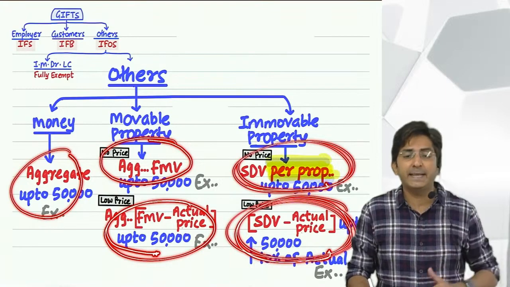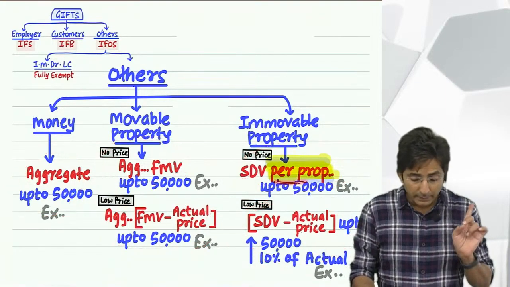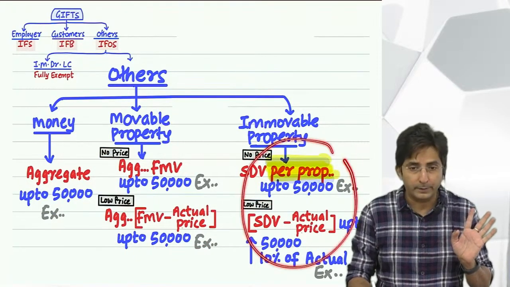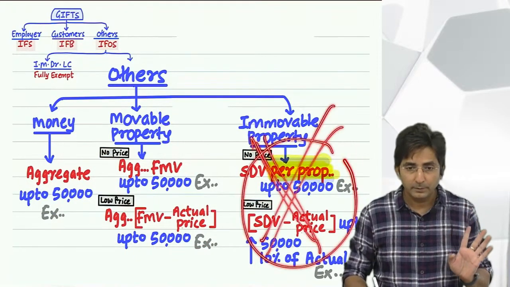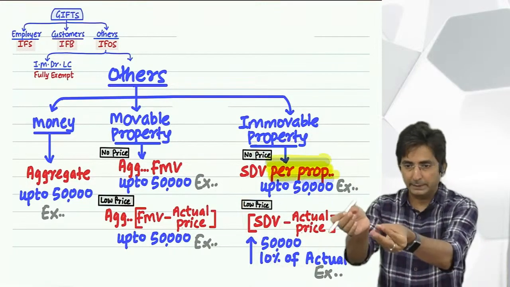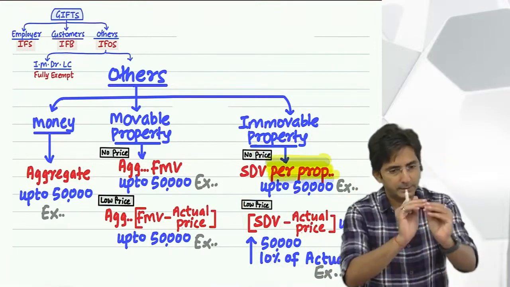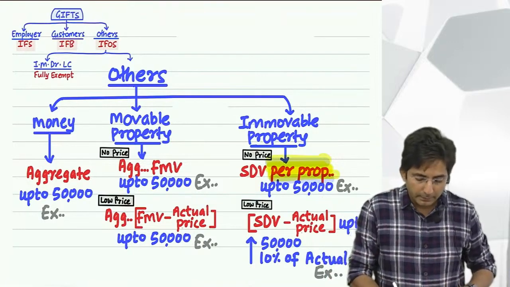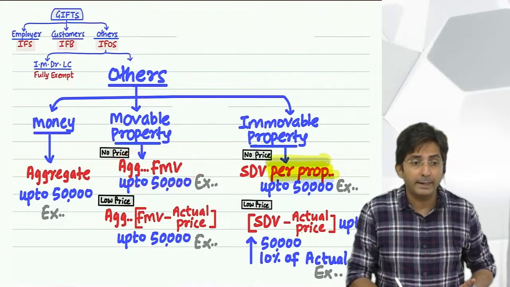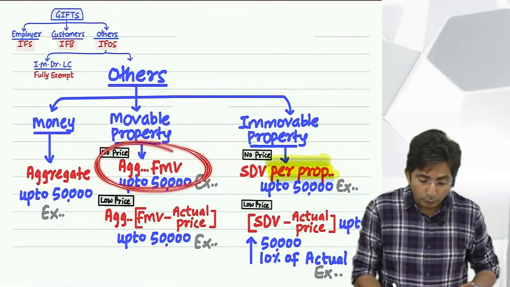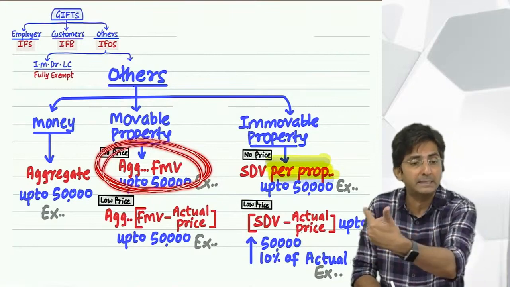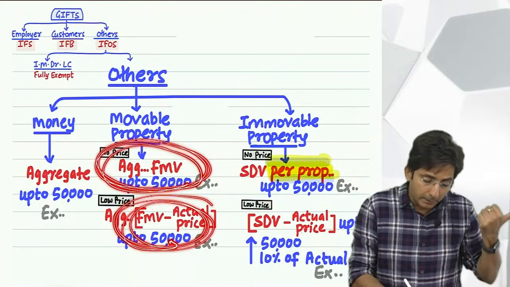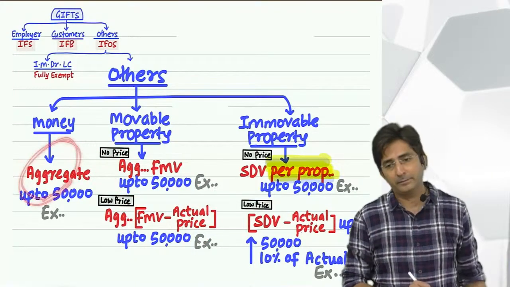Tell me where to do the aggregation. Here it is per property. Here everywhere it is per property. Here we don't do aggregation. Every person, give from this person, keep it different. Give from this person, keep it different. It's per property, per transaction. But here it is combined. All free of cost properties are to be combined separately, and all low price properties are to be combined separately, and money is again to be combined separately.